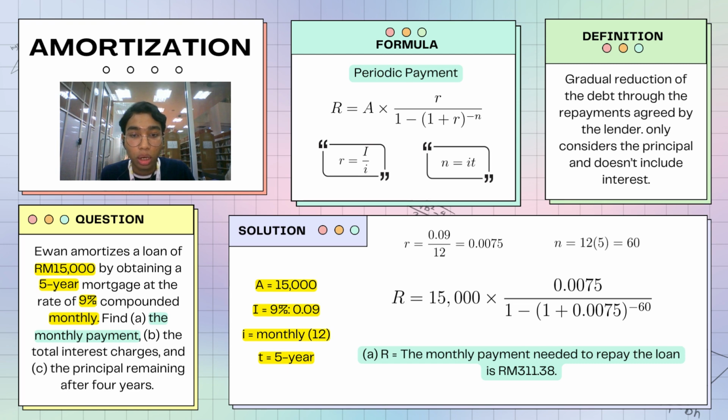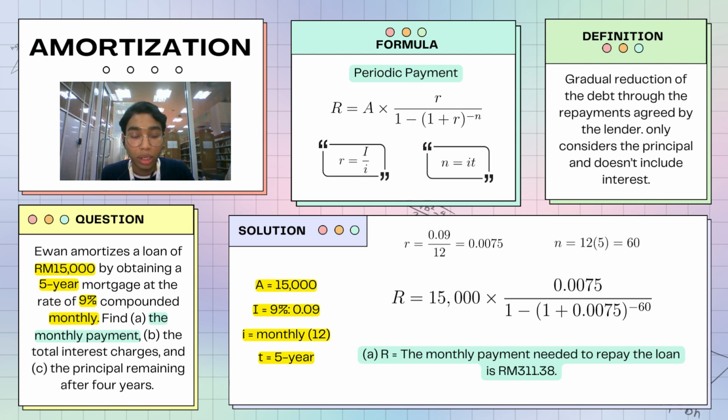From the question, we can extract the information: the principal A equals 50,000, the nominal rate equals 0.09, the compounding frequency i equals monthly, which is 12, and t, the term in years, equals 5 years. So we can get R equal to 0.0075, and n we get 60. So we substitute it into the formula.